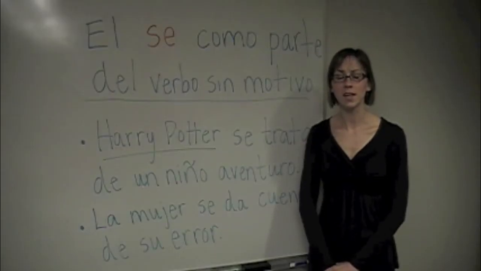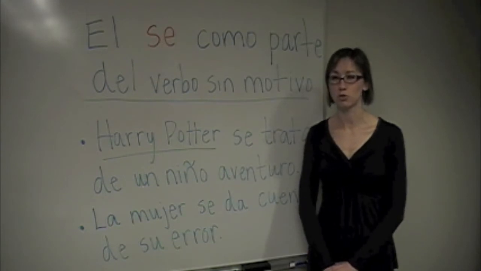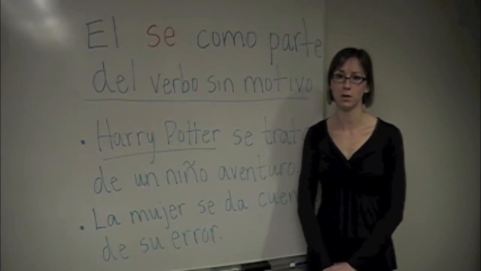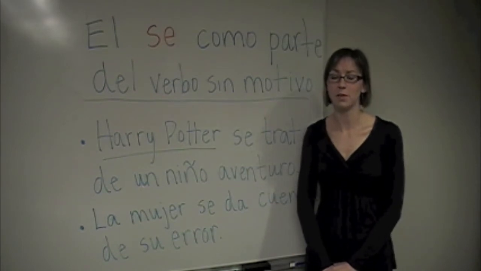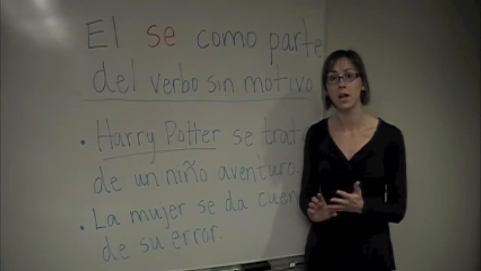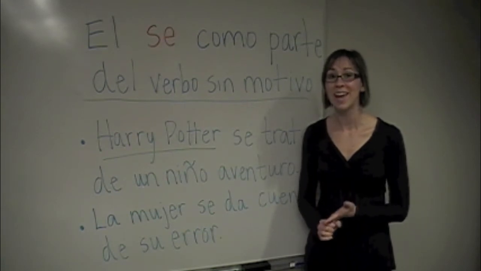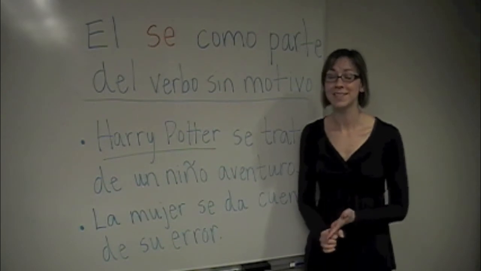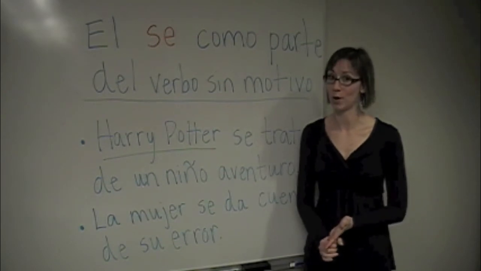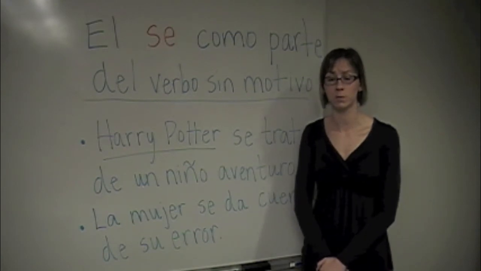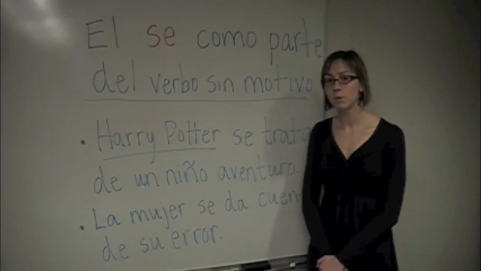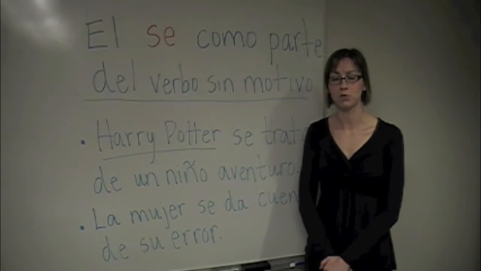This third use of se is called el se como parte del verbo sin motivo. And it tends to be the trickiest use of se for non-native speakers. It's tricky in the sense that it doesn't follow the other rules of se. These verbs, for example, are not reflexive, they're not reciprocal, and they're not impersonal. Yet, Spanish grammar dictates that they still need the pronoun se. I'd encourage you to look on this page in Acceso because you'll see a list of the most common verbs that follow this rule.